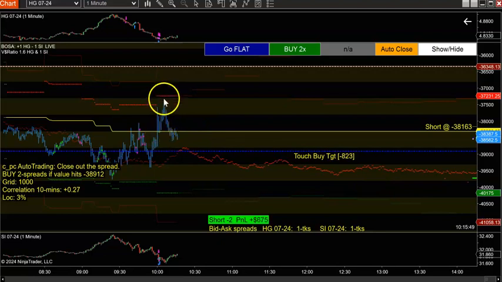I saw this pop up and I went short right when we hit this midline, this yellow midline. So I went short on the spread. So if I go short on the spread, I gain whenever silver goes up or copper goes down. So it's a little confusing, I know, but spreads are basically the difference between two things.